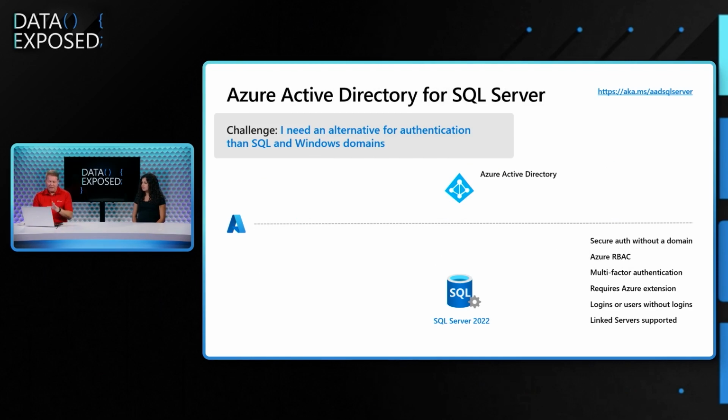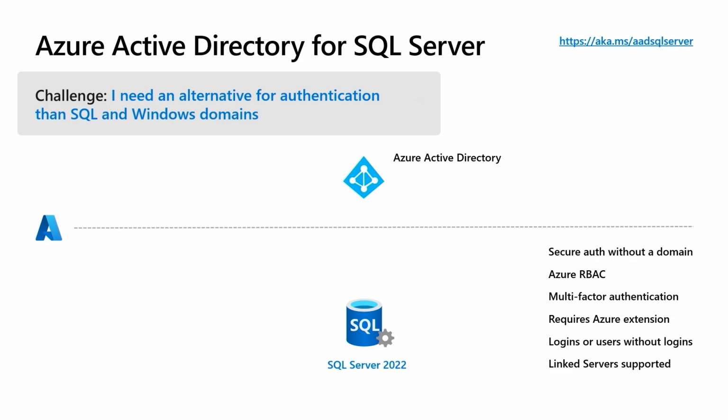So what companies have wanted is an alternative way to authenticate versus just SQL and Windows domain authentication. And AAD provides that. You know, you can use Azure RBAC to set this up. It's going to support things like multi-factor authentication. It uses that Azure extension we talked about. Remember the Azure Arc Agent, an Azure Arc-enabled SQL Server. You can do logins based on AD accounts, or Anna, you can do users without logins, just like you can do in Azure. We even support linked servers as well.